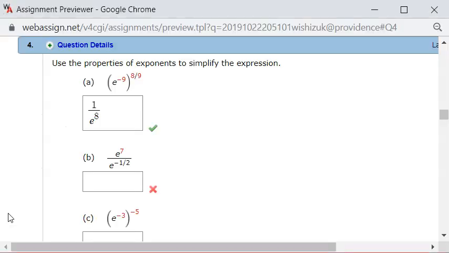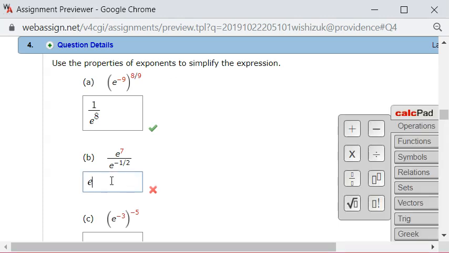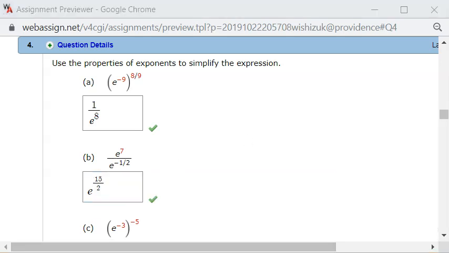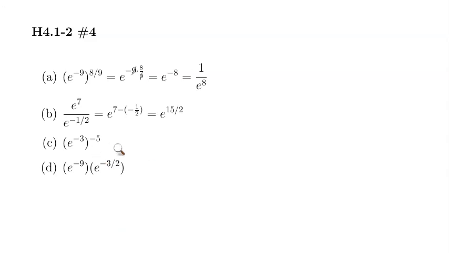So we're going to have e to the 15 over 2. I don't need parentheses, so maybe I should get rid of those. Let's check the answer. It came back, and it looks like we got this one correct. Let's go to part C.